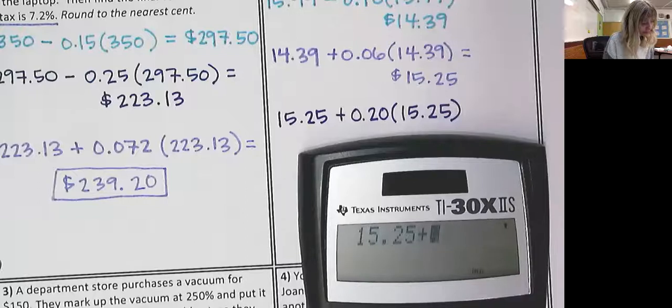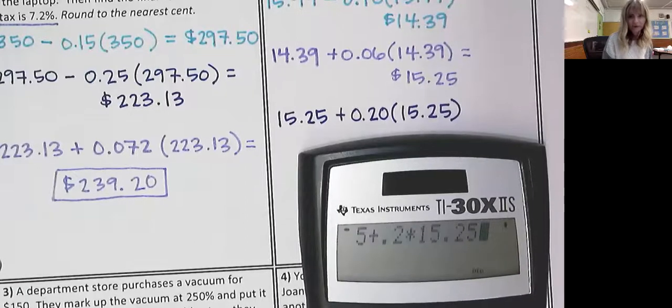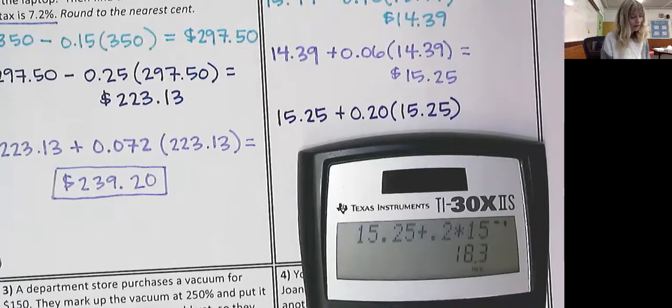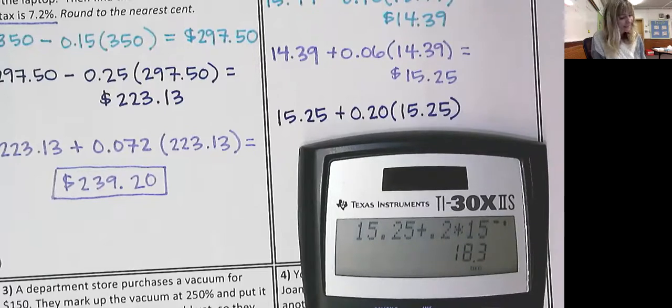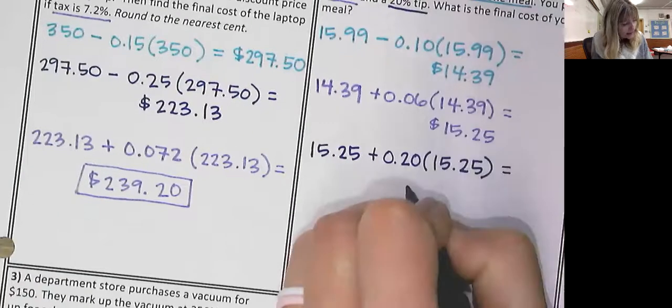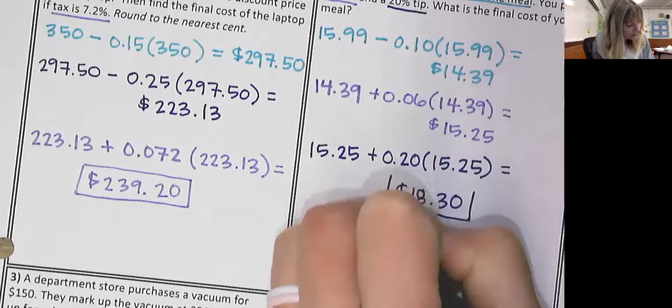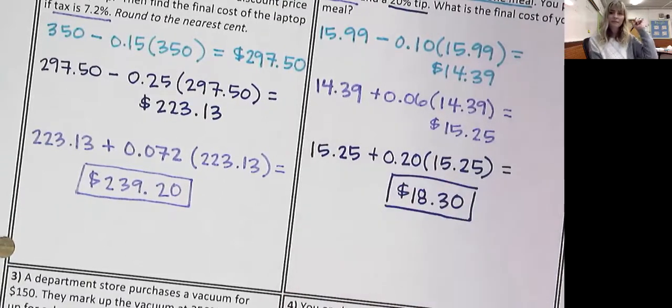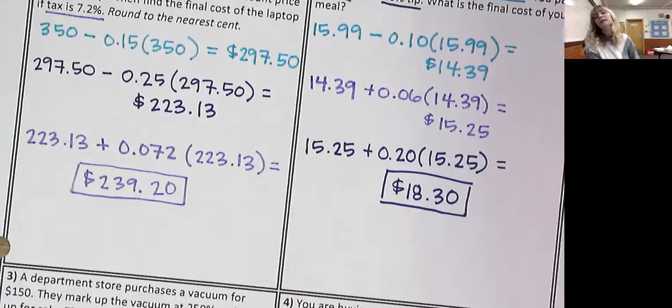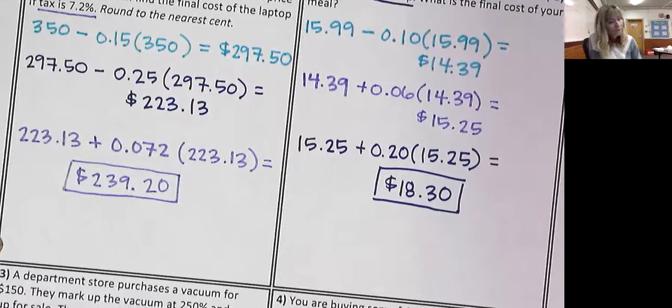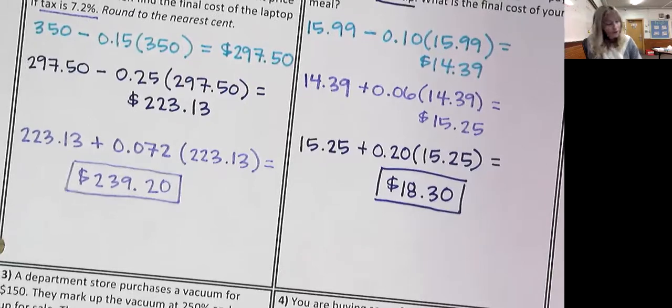15.25 plus 0.2 times 15.25. What does that mean money-wise? That means $18.30. That's with your 10% off, that's with your 6% tax, and your 20% tip. Multiple percents. Okay, number 3.